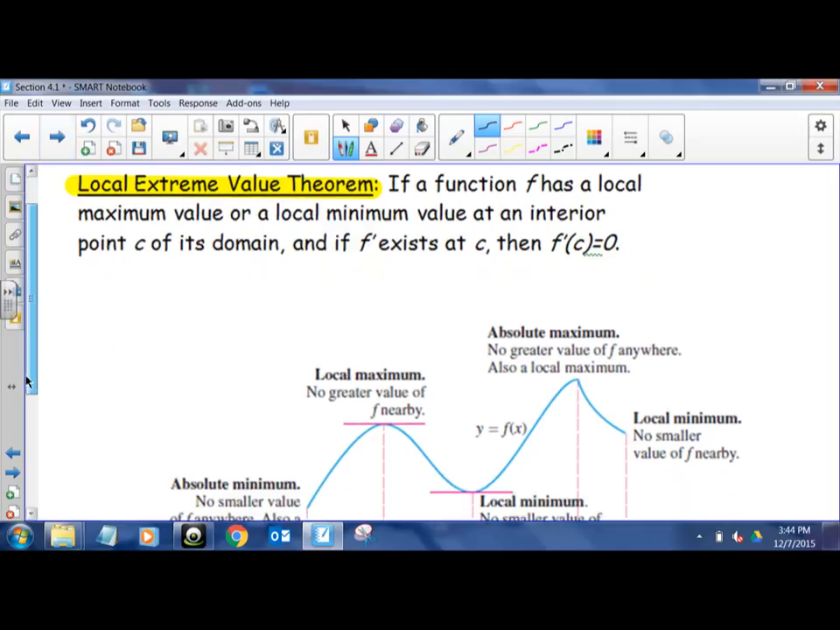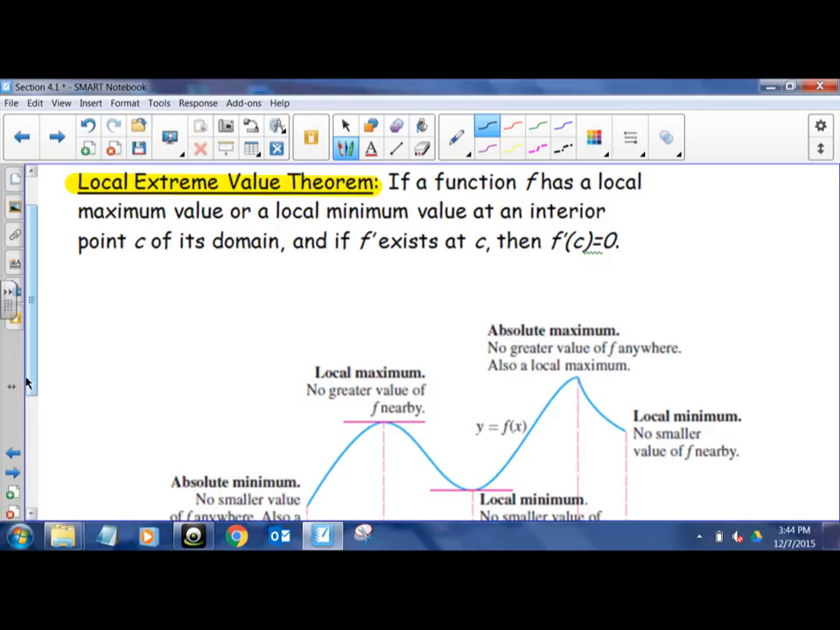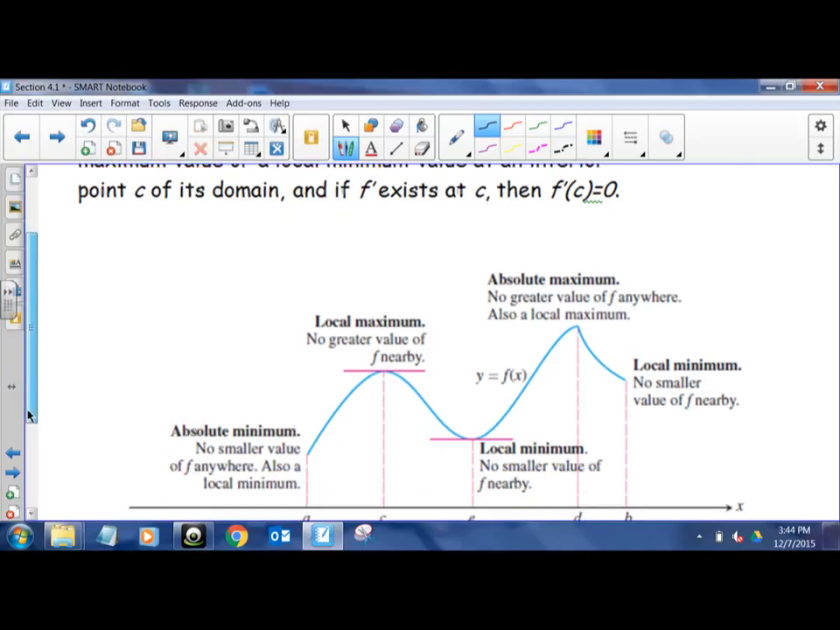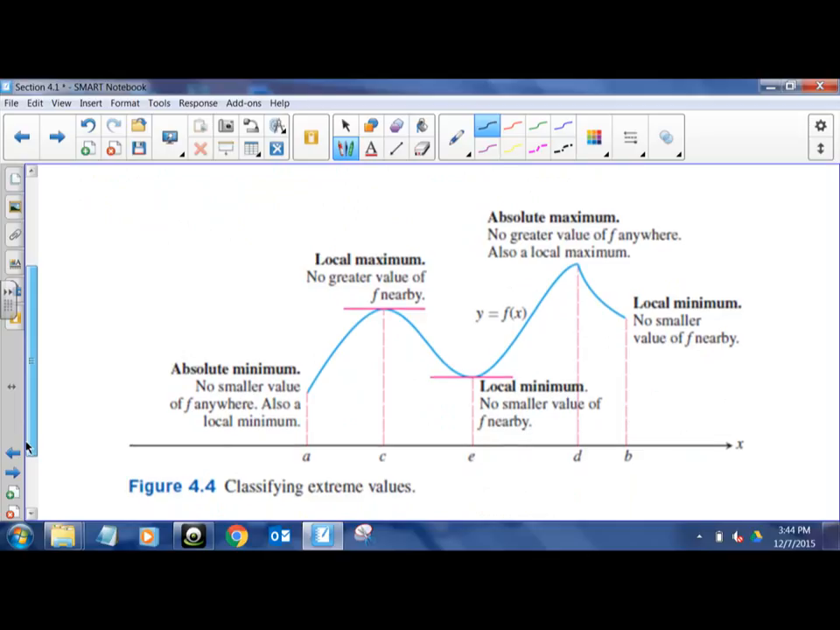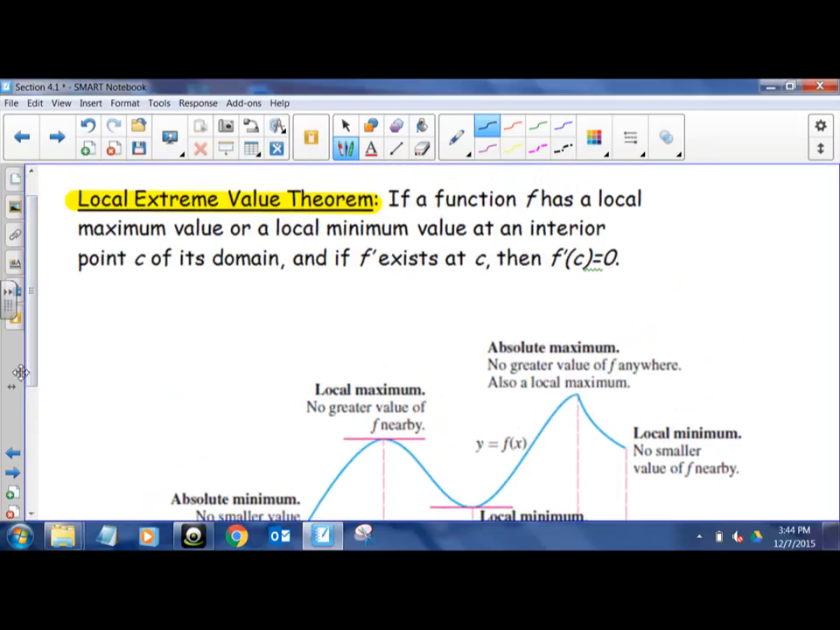Okay, next is the local extreme value theorem. Let's take a look. If a function f has a local max value or a local min value at an interior point c in its domain, so let's look at them. Here they all are. And f prime of c exists. Okay, so we've got criteria here. Then f prime of c is equal to 0.